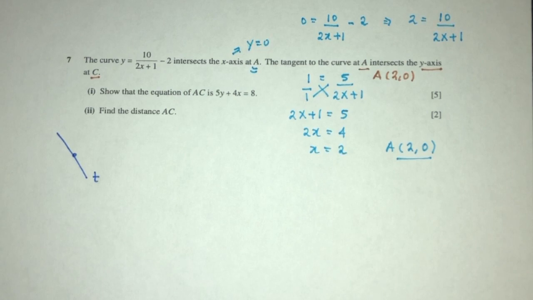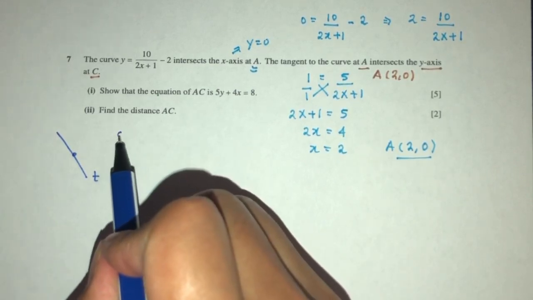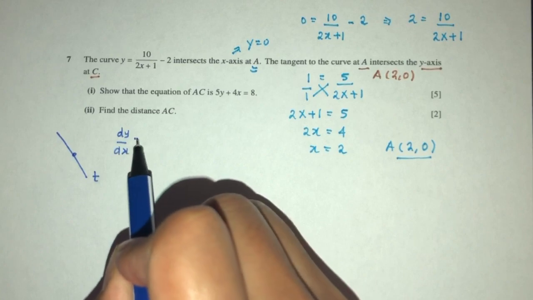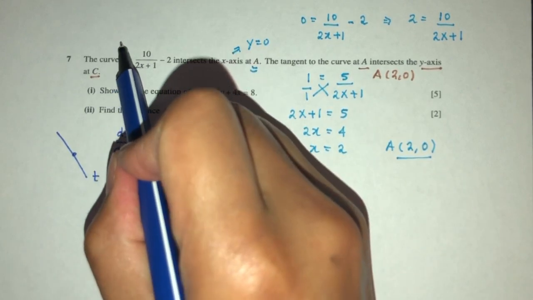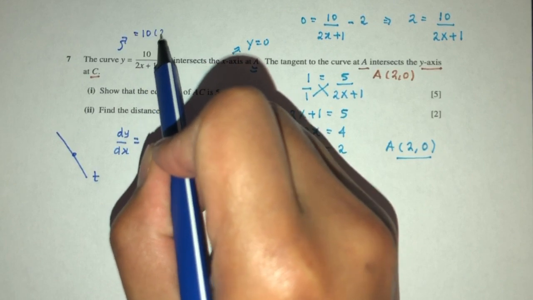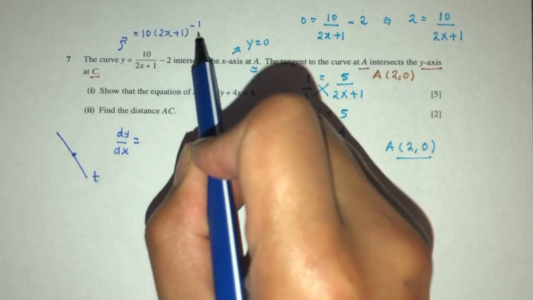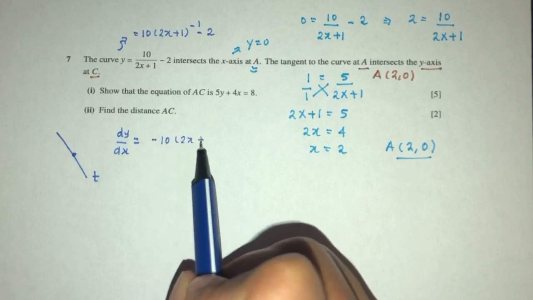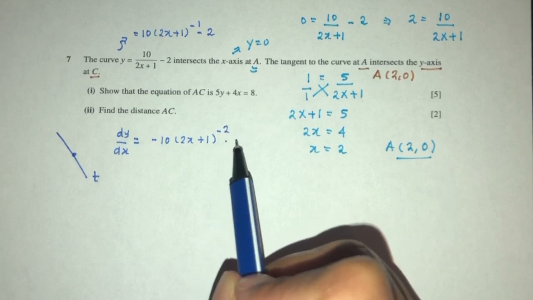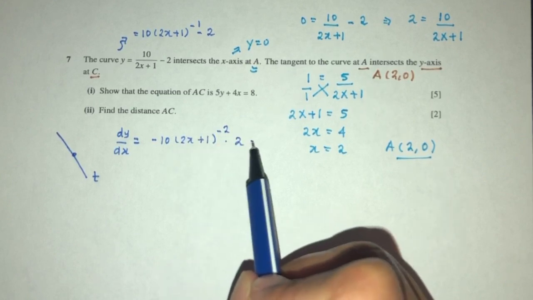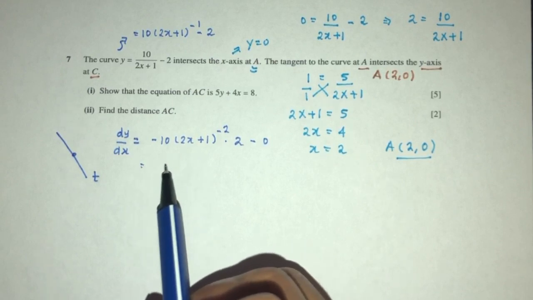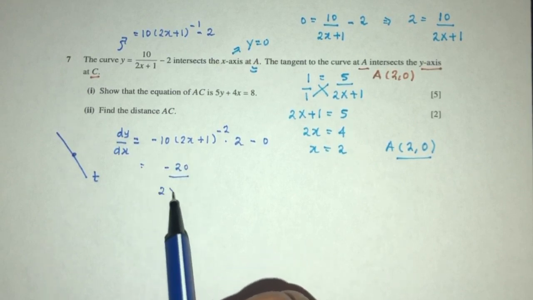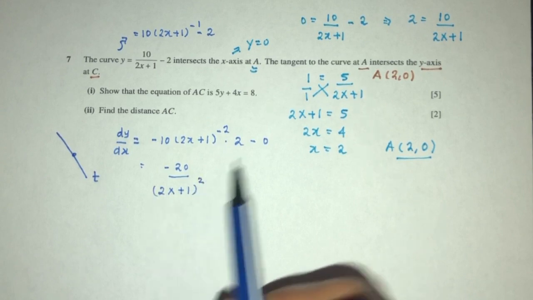Now, for me to be able to find the point C, I need to first find the equation of the tangent. Now, to find the gradient of the tangent, we have to use dy by dx. To find this, we can rewrite this equation as 10 times 2x plus 1 to the power minus 1, minus 2. First thing first, multiply by the power, then minus 1, then multiply by d by dx of inside, you will have 2, and that should be 0 here. That will become minus 20 over 2x plus 1 squared, and that will be 0.